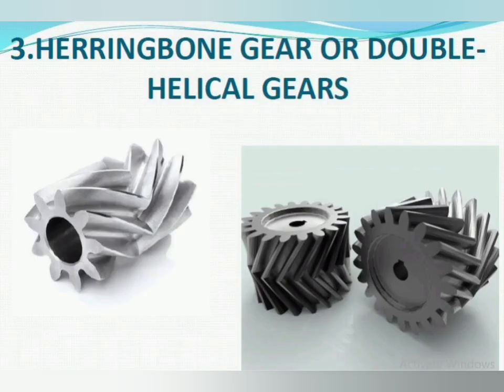And this is herringbone or double helical gears. As you can see, it seems like two helical gears are attached as a single one. Herringbone gears have opposing helical teeth which nullify the axial thrust. Load carrying capacity is very high. These gears are used to transmit power between two parallel shafts at a very high speed.